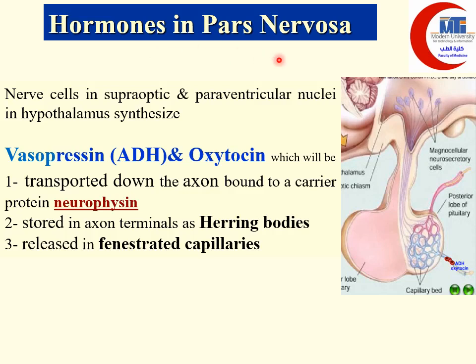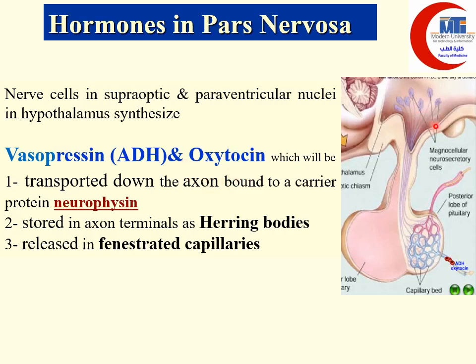Hormones in pars nervosa. Nuclei in the CNS mean a collection of nerve cells. So we have two collections of nerve cells in the hypothalamus, supraoptic and paraventricular nuclei. These nuclei synthesize two hormones, vasopressin and oxytocin. Vasopressin is the other name of antidiuretic hormone, and oxytocin.